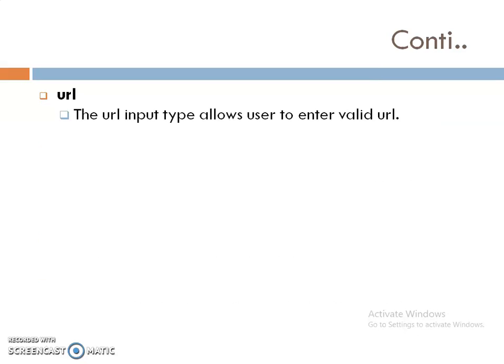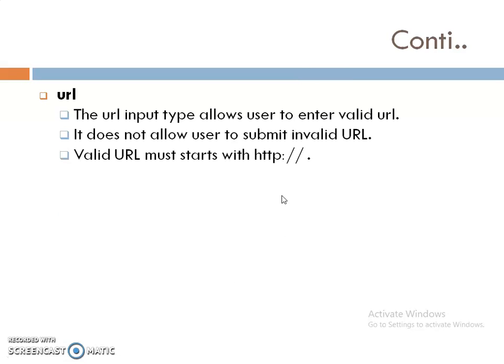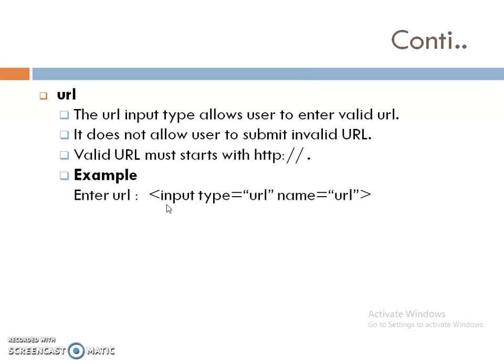URL: it allows the user to enter a valid URL only, and it does not allow the user to submit an invalid URL. A valid URL must start with http colon and two slashes. For example, enter your URL, input type is equal to url only, and this is our user defined name for the field.